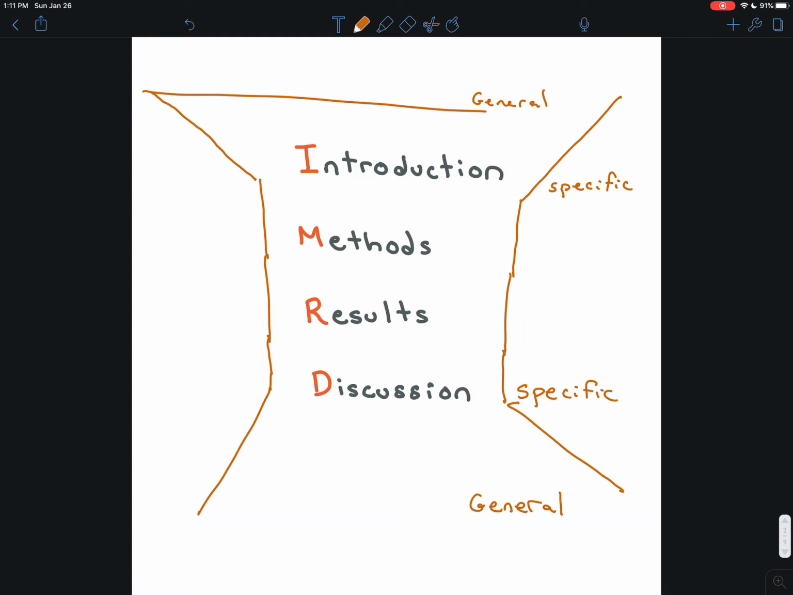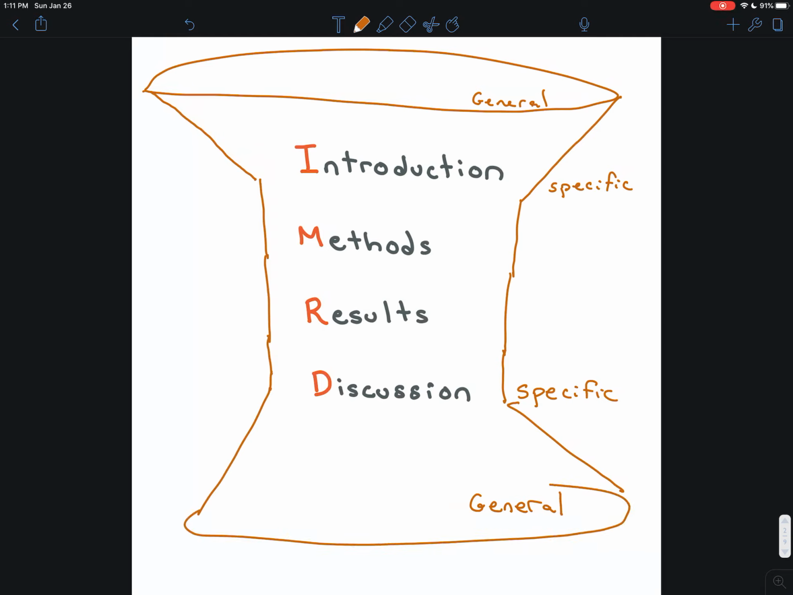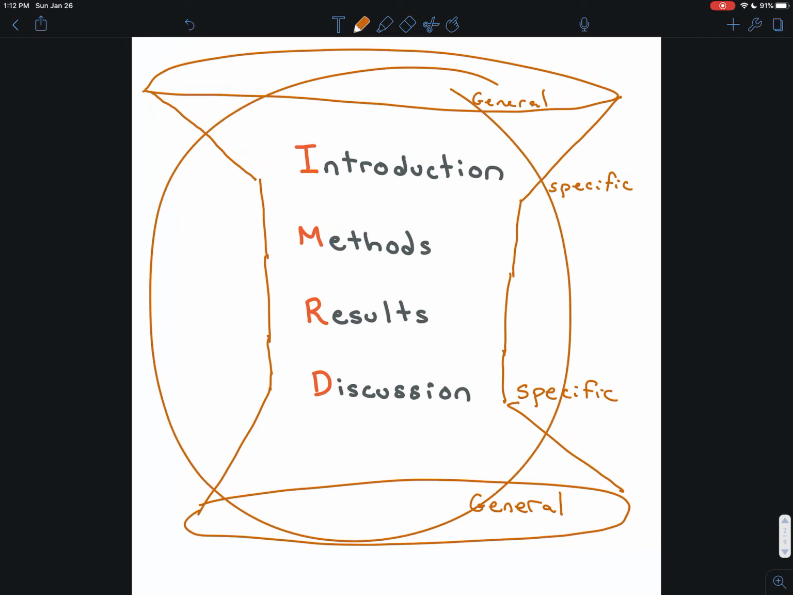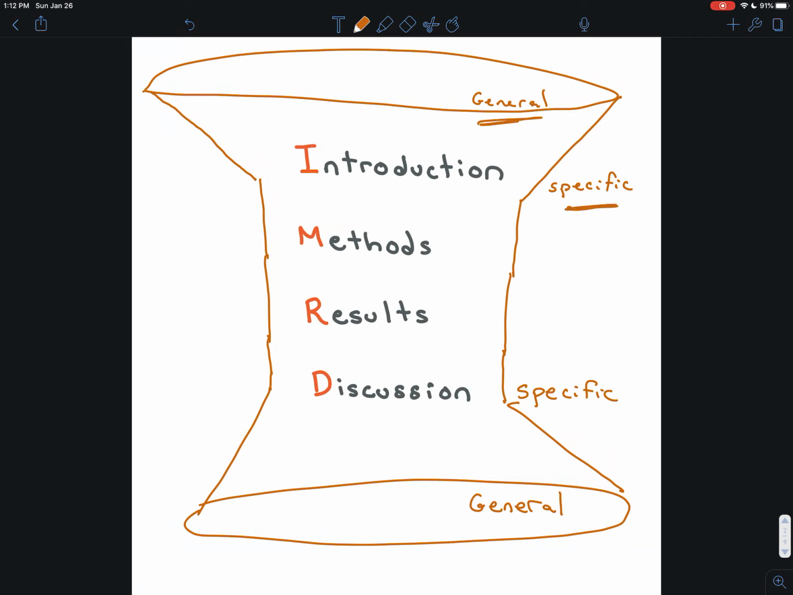So notice that this IMRD format has almost what looks like an hourglass structure. It's sometimes referred to as an hourglass structure. Remember, hourglasses are those things that have sand in them that runs through. Those are hourglasses, and this kind of looks like that, because you start out general, go specific, you stay specific for a while, and then you start specific and go general in that discussion section.